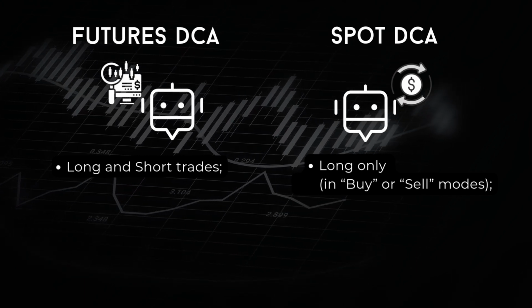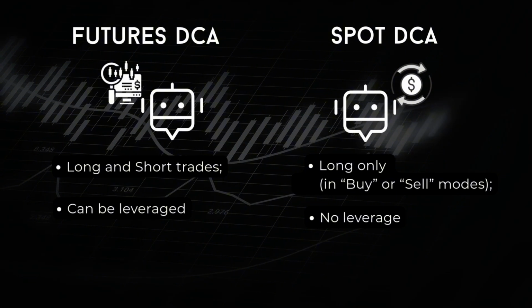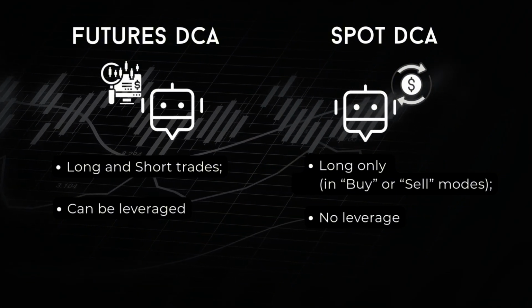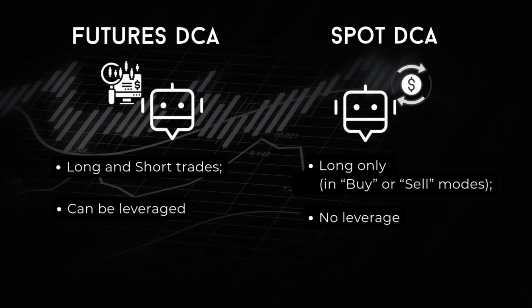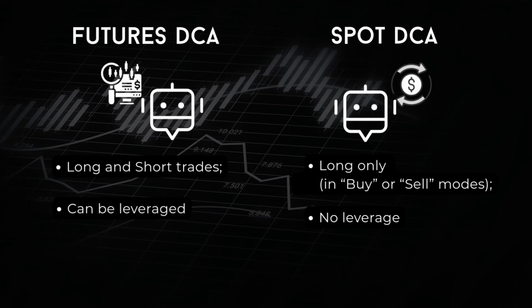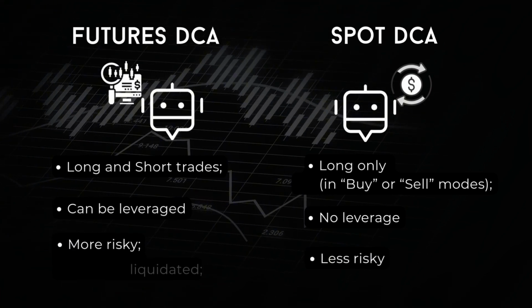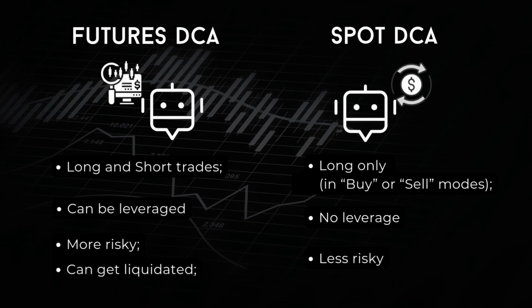The second difference is of course that you can use leverage with the futures DCA bot. Also, because on futures your positions can get liquidated and leverage can increase your losses if it's not used properly, the futures DCA bot can be more risky than the spot version.